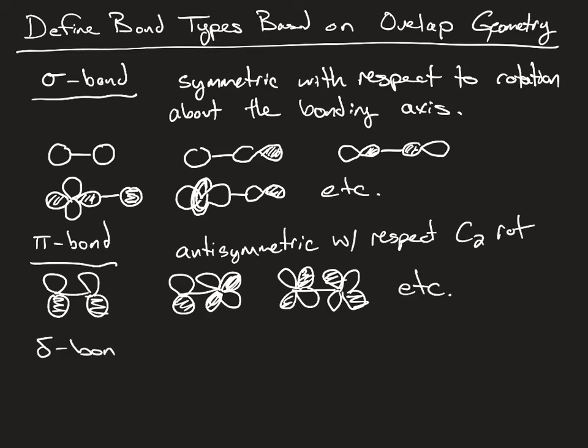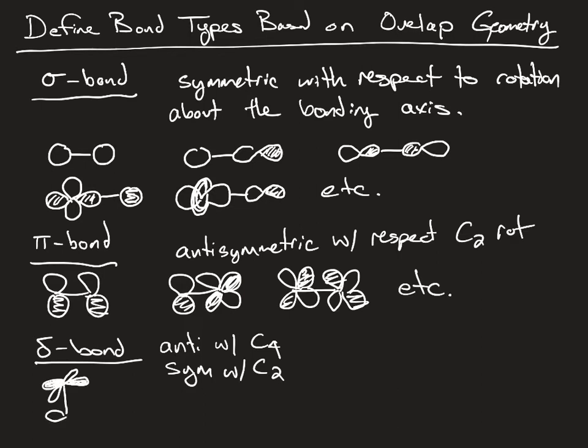A delta bond is antisymmetric with respect to a C4 rotation, but symmetric with respect to a C2. And these generally result from, for example, a d orbital overlapping with a d orbital in this type of fashion, where this lobe overlaps here, this lobe overlaps here, this lobe here, and this lobe here.